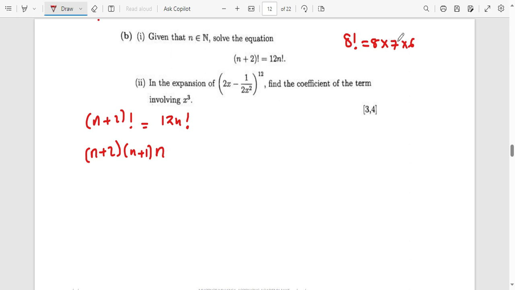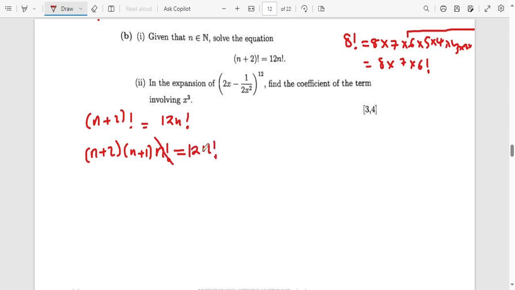Just like this one, I would have written 5 times 4 times 3 times 2 times 1. But if I want, I can actually say 8 factorial is the same as 8 times 7 times 6 factorial, because from 6 we are multiplying it with all the numbers below it. So n plus 2 factorial is the same as n plus 2, n plus 1, and then n factorial. And I've strategically ended at n factorial because I've got n factorial this side, 12n factorial.